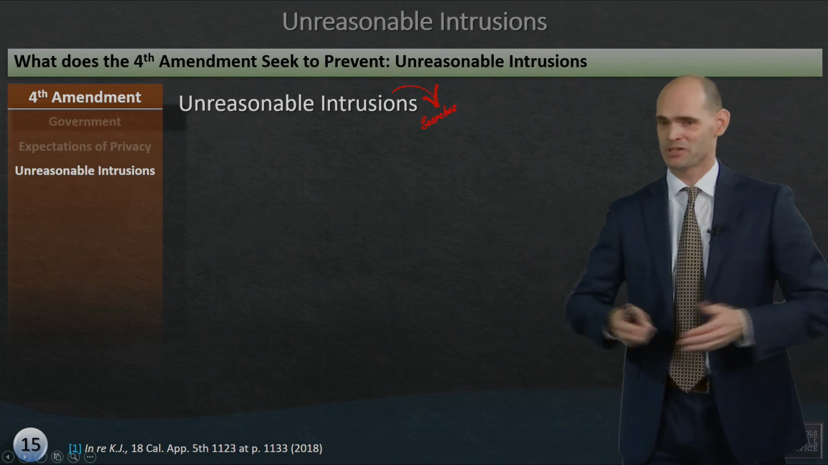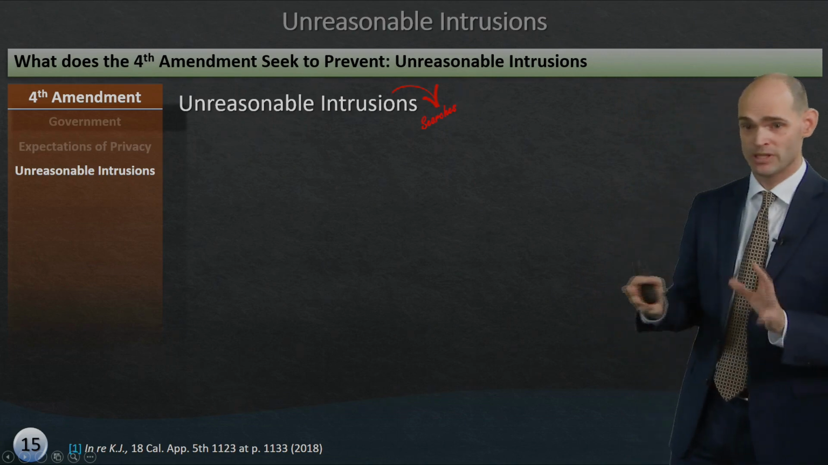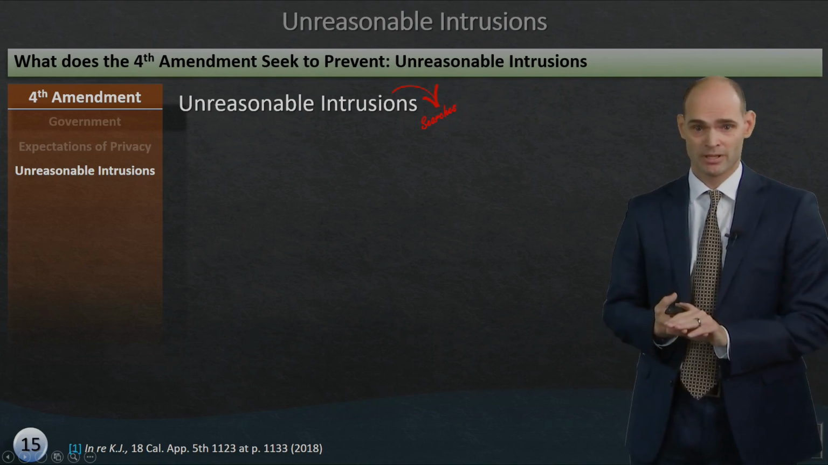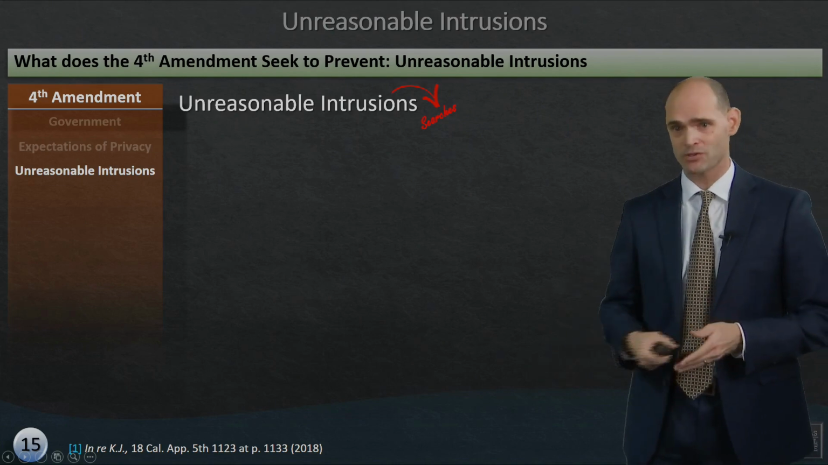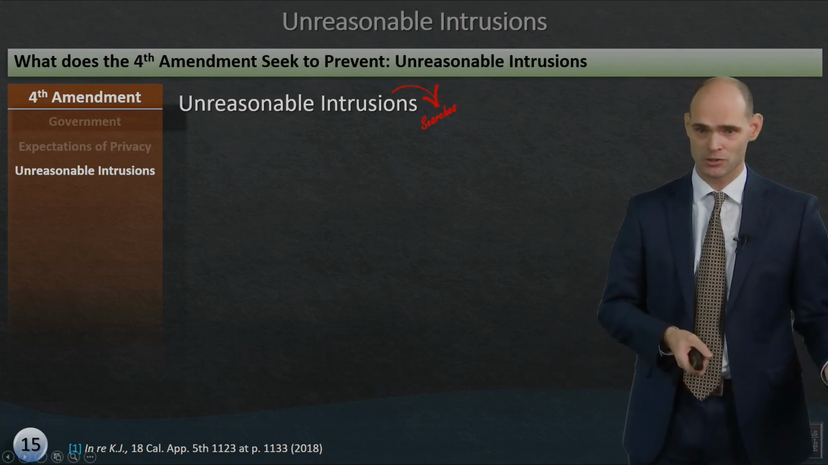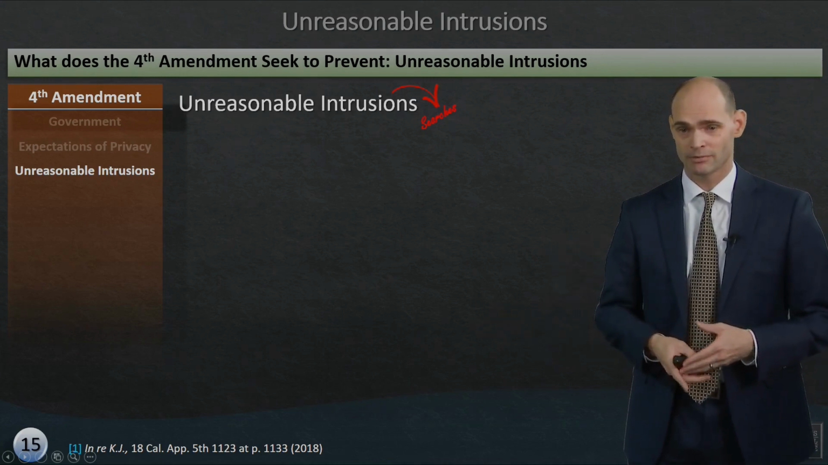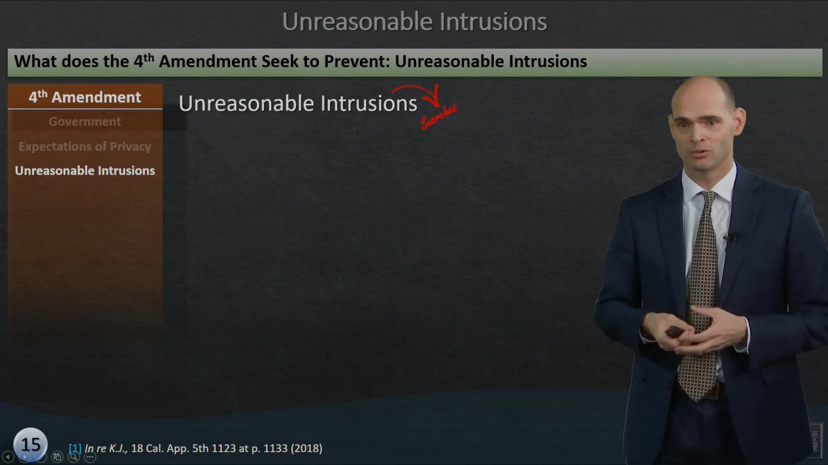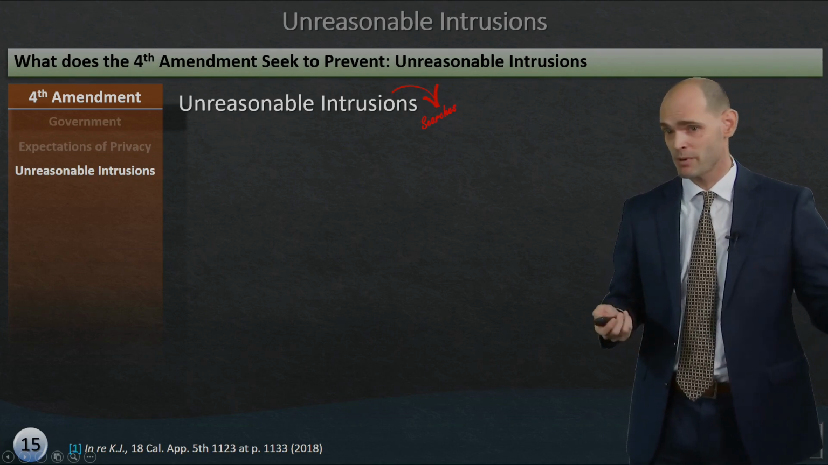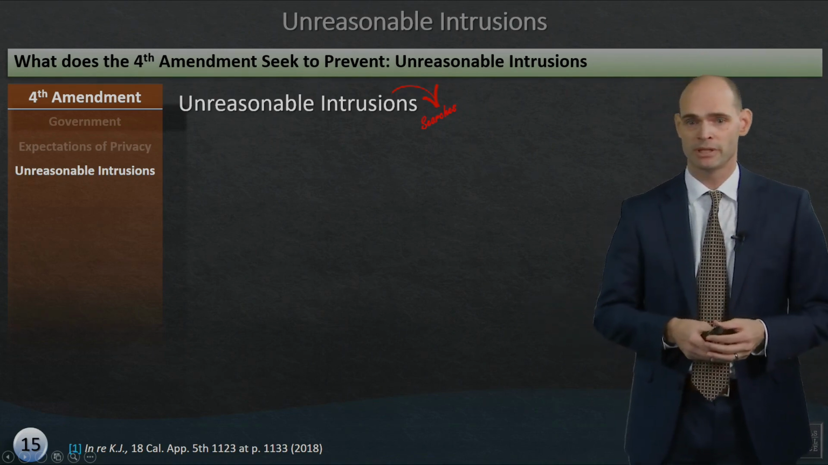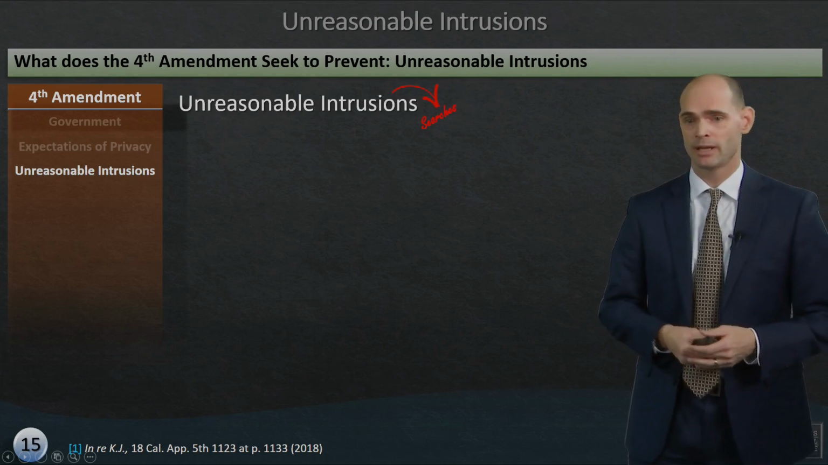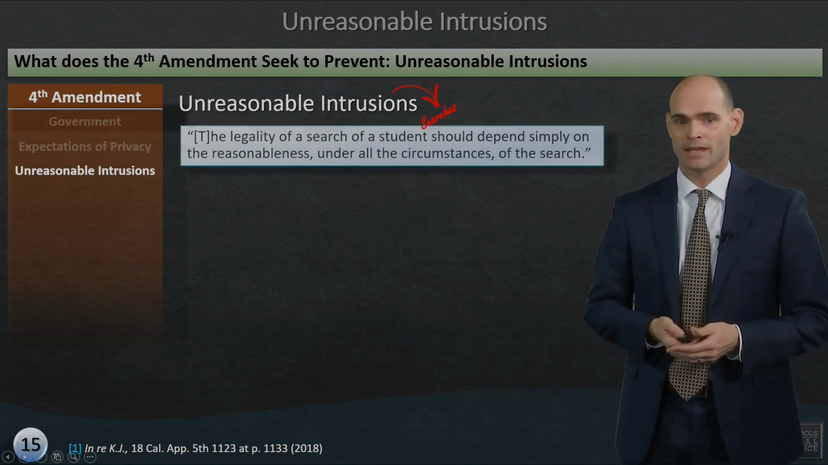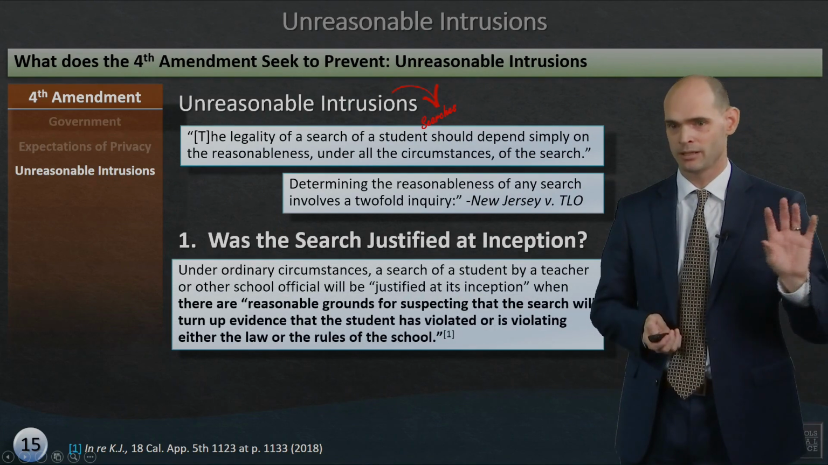And what does that mean? What does it mean to be reasonable? Well, as I mentioned at the beginning, for the search to be reasonable requires two things: it's got to be justified at inception and permissible in scope. To be justified at inception, there have to be reasonable grounds for suspecting that the search will turn up evidence that the student is either violating a school rule or violating the law, right? It can't be based on a hunch, it has to be reasonable, objective. But it also has to be permissible in scope. And to be permissible in scope, the measures adopted have to be reasonably related to the objectives, and it can't be overly intrusive in light of the age of the student, their sex, and the nature of the infraction, okay? And we've talked about that a good bit in some of the other examples, okay?